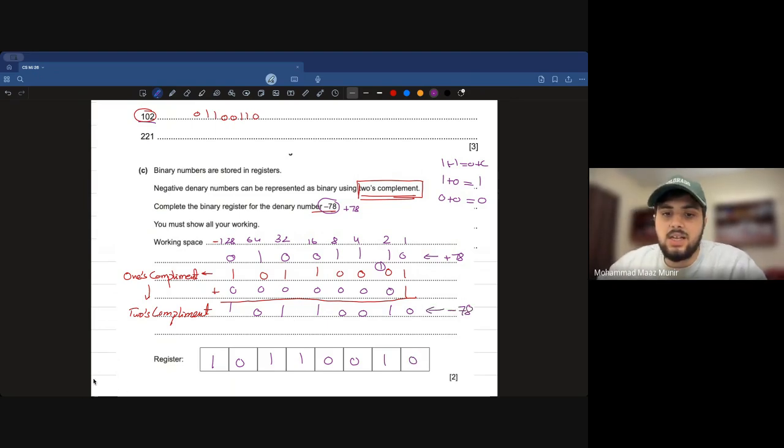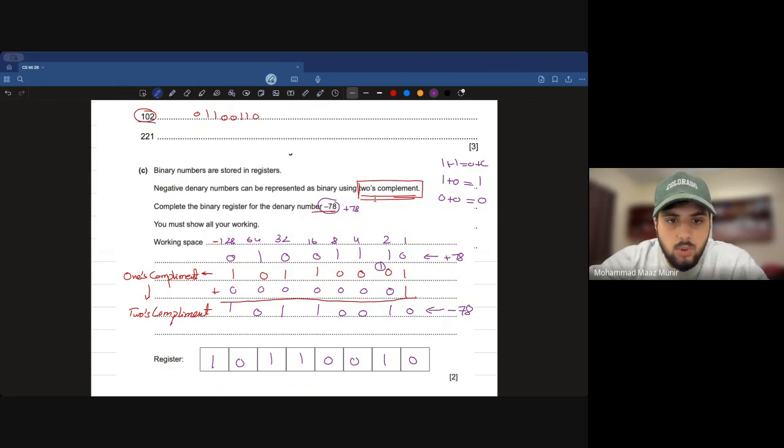This answer is basically in terms of two's complement. Let me confirm whether this is correct or not. I hope it is. What question is this? This is question number 1C, right? So 1C is 1011 0010. Yes, we got the right answer, right? So we should be good to go.